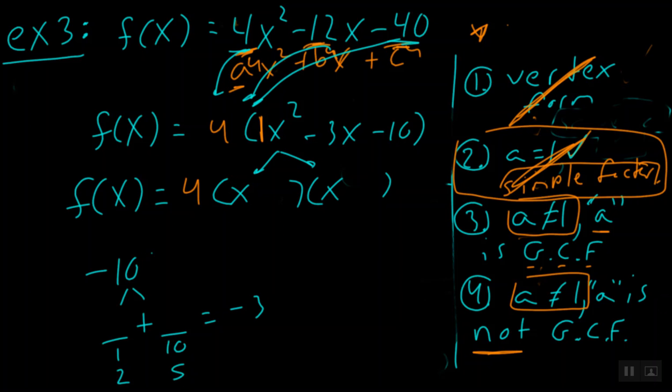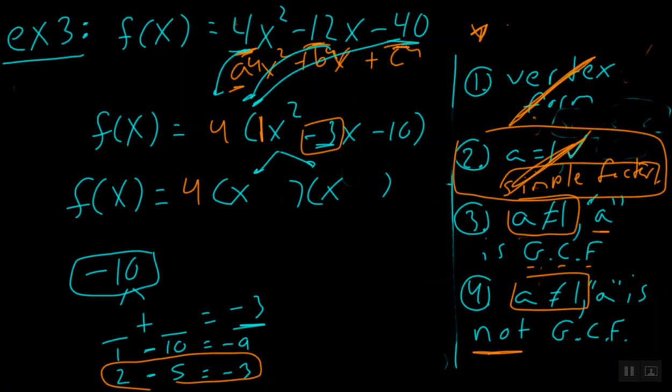Now also notice, when this is negative, we need a positive and a negative. Okay, and since our b term is negative, that means the larger number had to be negative. So if I combine these, what do I get? 1 minus 10 is negative 9, and 2 minus 5 is negative 3. Well, wait a second. We're looking for a b term of negative 3. We have it right here. Our two numbers that we're going to use are positive 2 and negative 5.